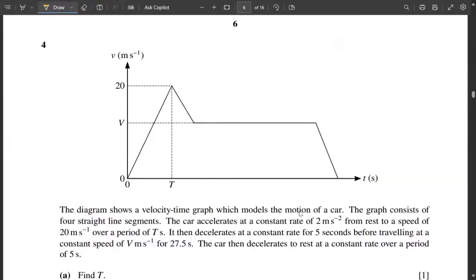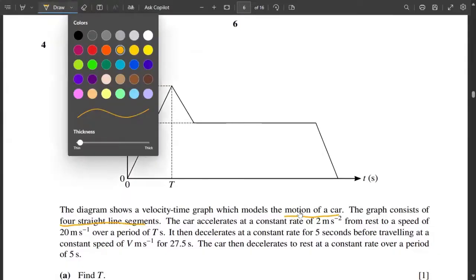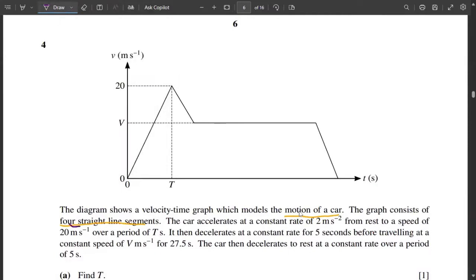The diagram shows a velocity time graph which models the motion of a car. The graph consists of four straight line segments. Now, what do they mean by four straight line segments? This is the first straight line. This is the second straight line. This is the third straight line. This is the fourth straight line. So these are the four straight line segments.